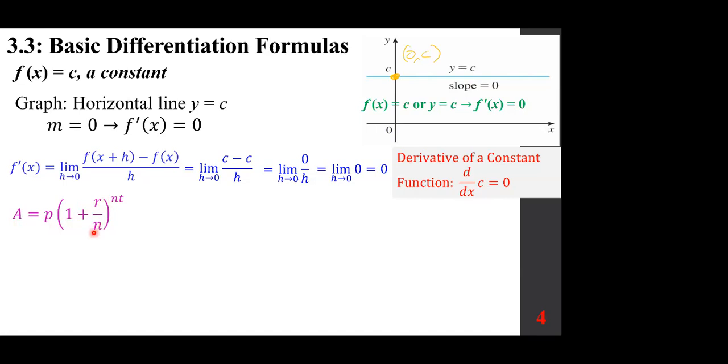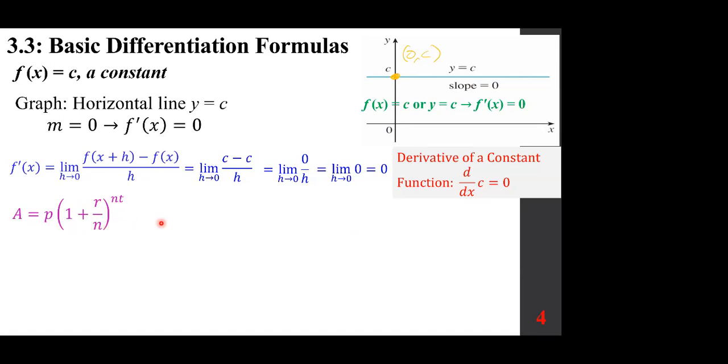If it's semi-annually, N is 2. If it's quarterly, N is 4, and so on and so forth. Now, if you remember, if it's continuously, then it becomes P e to the power of RT. Okay, class, the formula becomes P e to the power of RT.